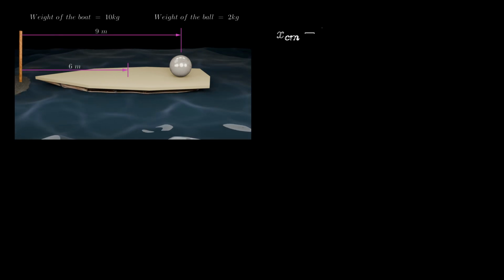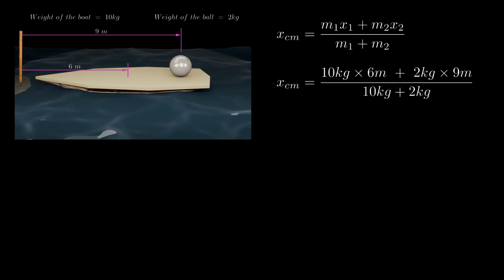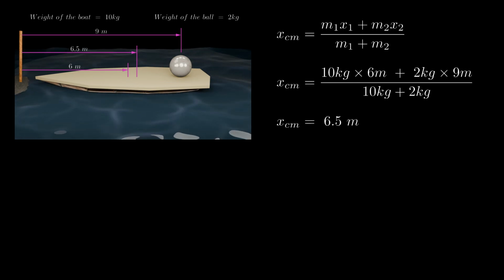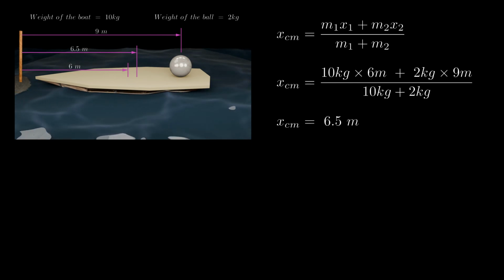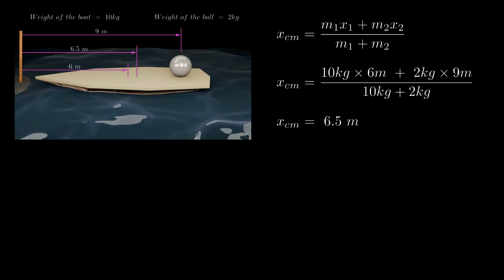We'll take the same approach as in the last example, and write this expression for the center of mass in the horizontal direction. The center of mass of the combined system is 6.5 meters from the post, along the horizontal direction. At this point, we will not calculate the vertical distance to the center of mass since the information provided is not adequate to determine it.